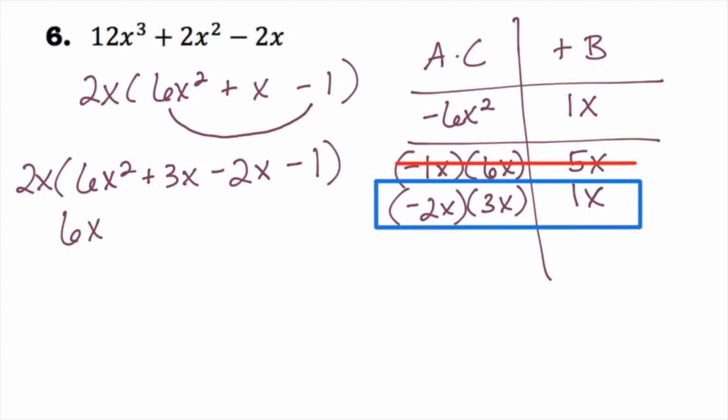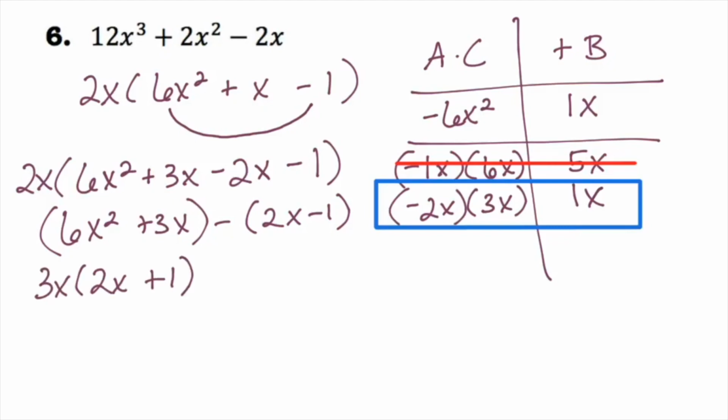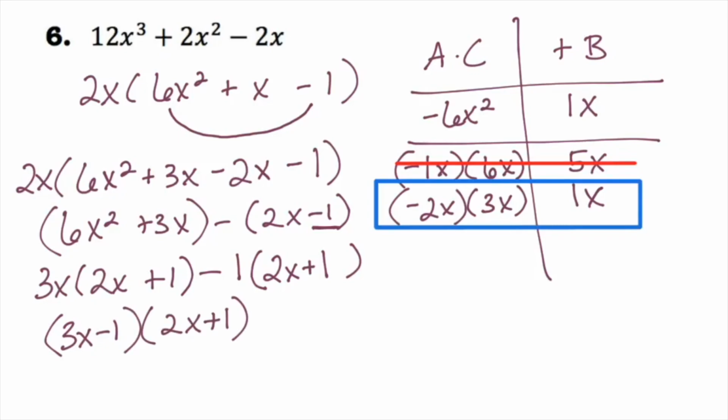So now we would find the GCF of 6x squared and 3x, and the GCF of negative 2x and negative 1. So then this is 3x, which will leave you with 2x plus 1. And then this does not have anything in common, so you're going to put a negative 1 out in the front. And negative 1 times positive 1 would get us back to our negative 1 right here. And then negative 1 times 2x would get us back to our negative 2x from there. So they both match, so we know we're right. So we have 3x minus 1 for our two GCFs, and 2x plus 1 for our common binomial.